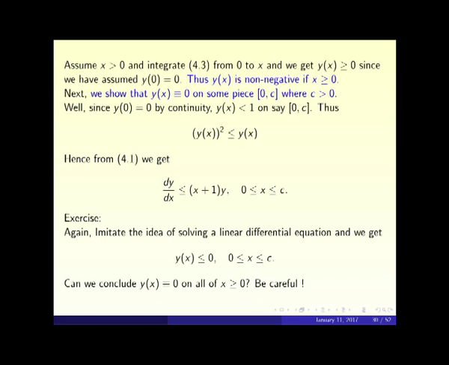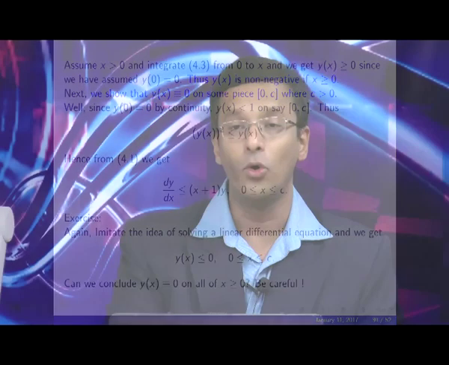And then you will conclude exactly as we proceeded just now, y of x is less than or equal to 0. And so combining the two, we see that y of x must be identically 0 on this piece 0 to c. But now we want to show that not only is y of x identically 0 on the piece 0 to c, it must be 0 everywhere. You can actually show that it is going to be 0 everywhere.